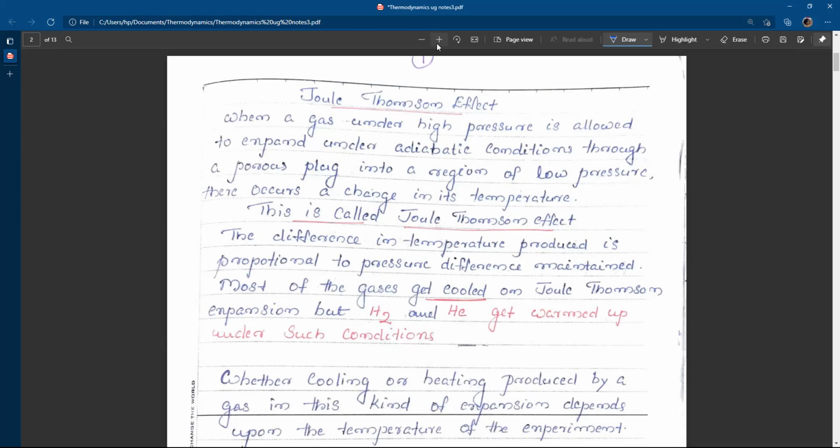It is adiabatic because there is no time to exchange heat between system and surroundings. And when this gas under high pressure is allowed to expand under adiabatic conditions through a porous plug, some small porous plug, into a region of low pressure, there occurs a change in its temperature.